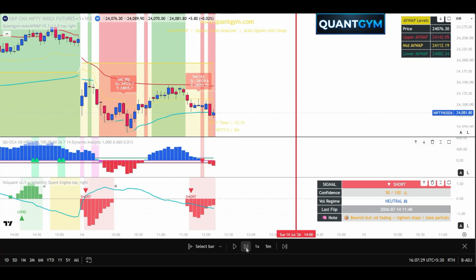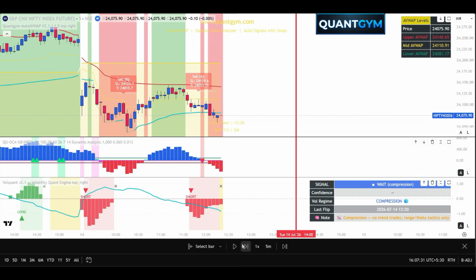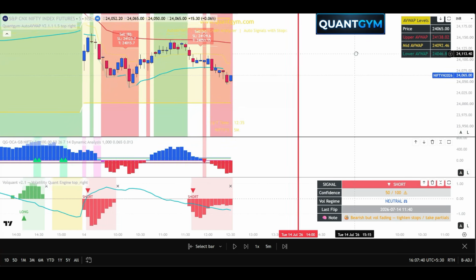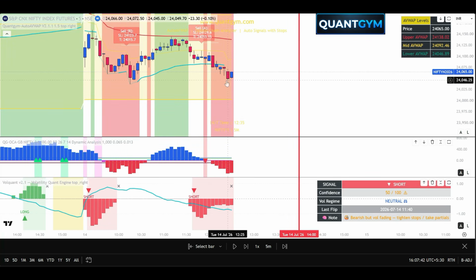Target is 2453. Market keeps on falling. Lower AVWAP breaks. If you want, you can increase your position size there. 2450. So your 2453 target has been met. This has been a profitable trade.